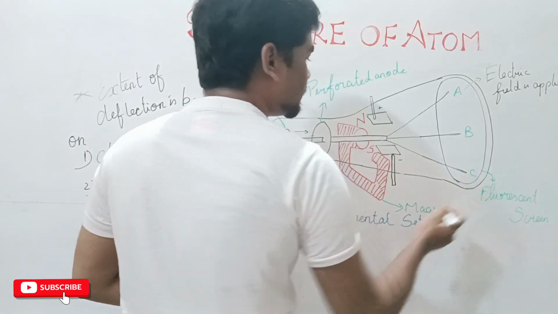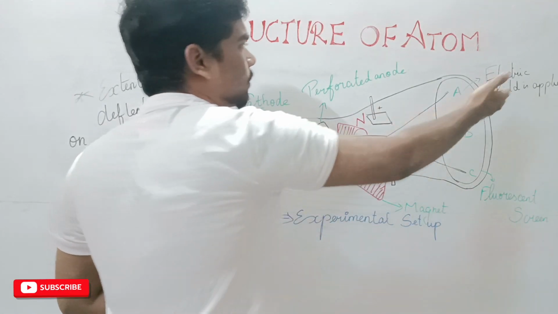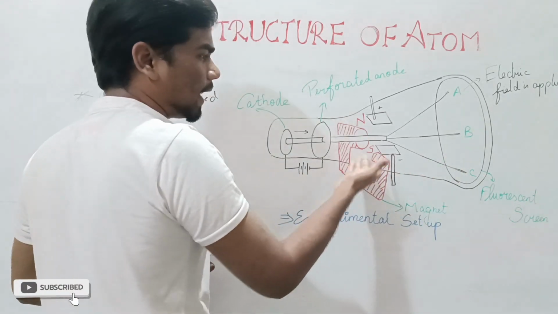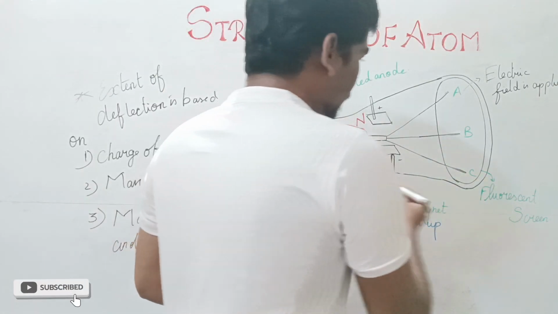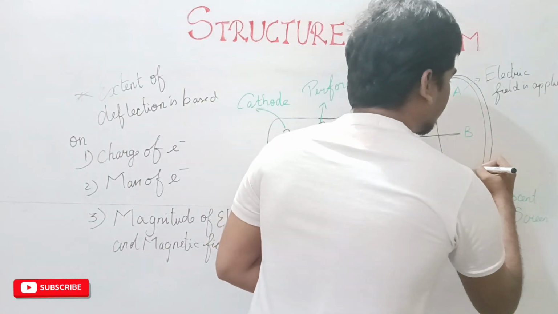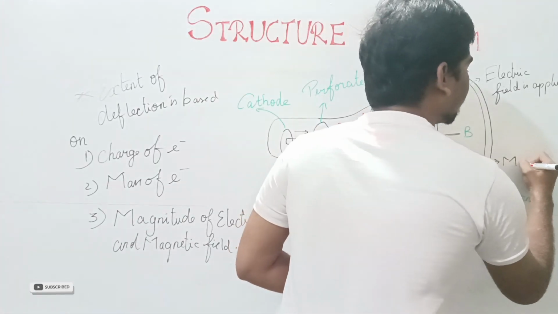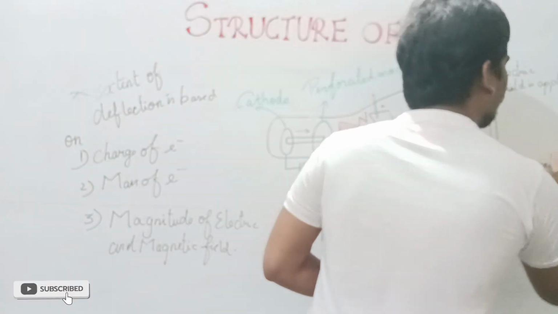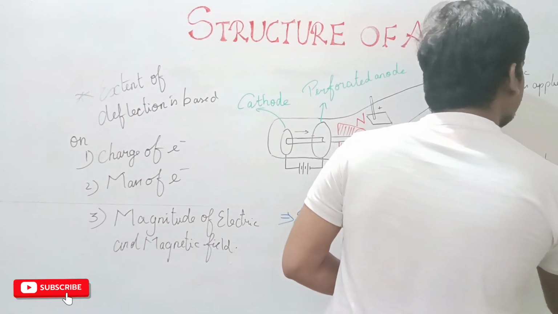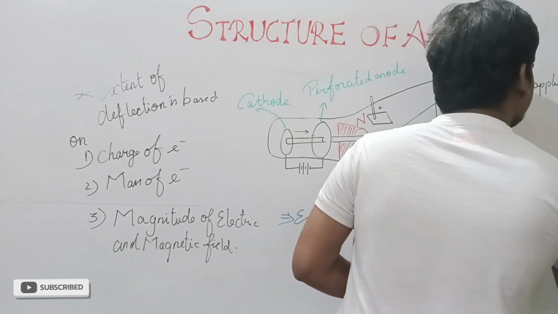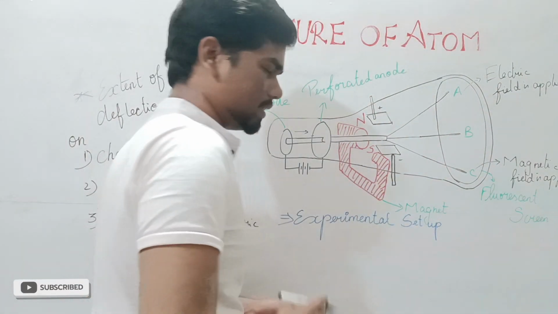And at point C, we can easily understand that if the electric field produces this deflection, then the magnetic field produces the deflection at point C. We can write it here. When the cathode rays hit at point C, we can find that only the magnetic field is applied. Then you may be wondering, what does this point B mean here?